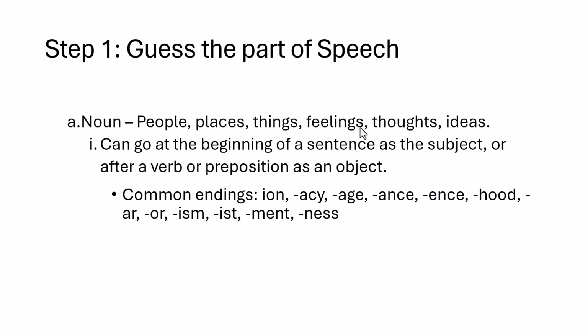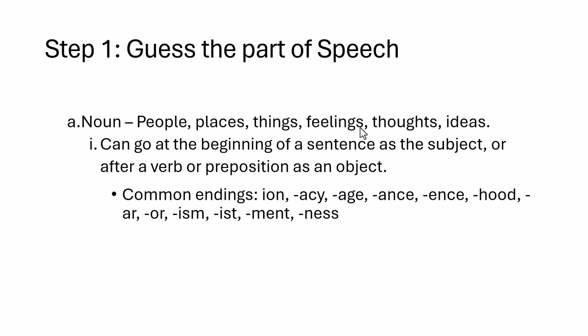There are 4 types of words we want to look at for meaning: nouns, verbs, adjectives, and adverbs. Those are the words in English that really are important for meaning. The other words like pronouns, conjunctions, prepositions, those words are more important for grammar and less important for understanding. So let's take a look at the first type, noun. A noun is a person, place, thing. It could be a feeling, a thought, or an idea.